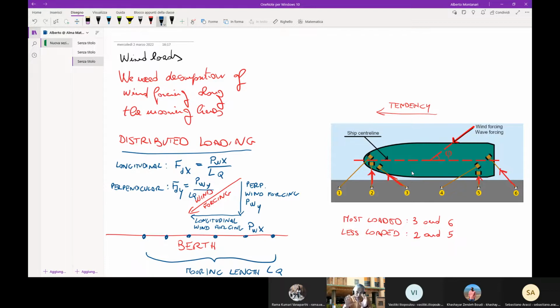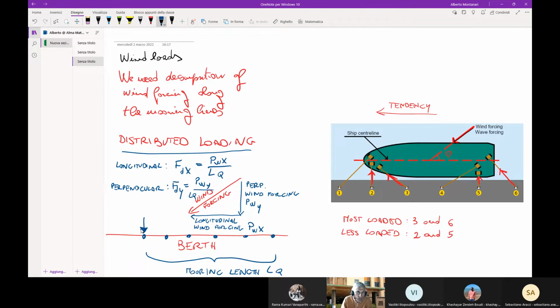But if I consider the distributed loading as a whole, I have a direction of the loading which is perpendicular and against the berth. It's not from the berth to the seaside. Because when I simplify, I consider only the distributed loading, I cannot consider very local forcing, local effects due to the inclination of the mooring lines, their direction. And therefore, this is a simplification that may bring us to a more simplified representation.